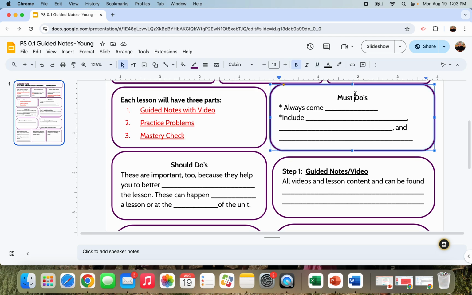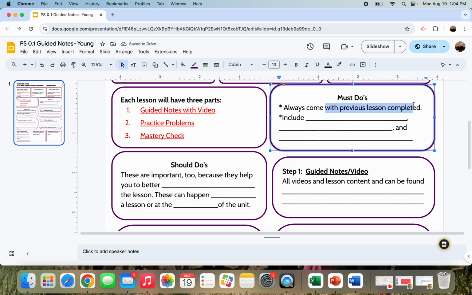Okay, so when you come to class, there are things that you must do, things that you always have to do. It's absolutely required of every single person. So first of all, always come with the previous lesson completed. So I'm going to just say with previous lesson completed.